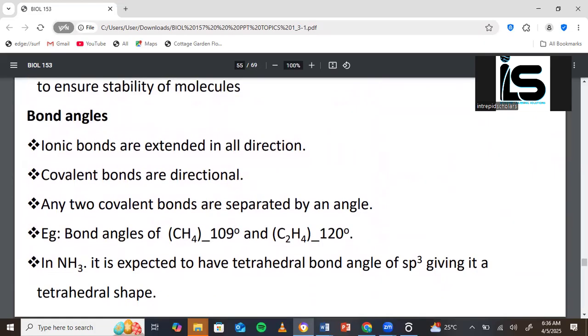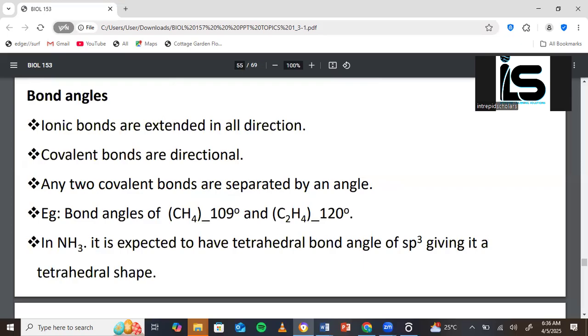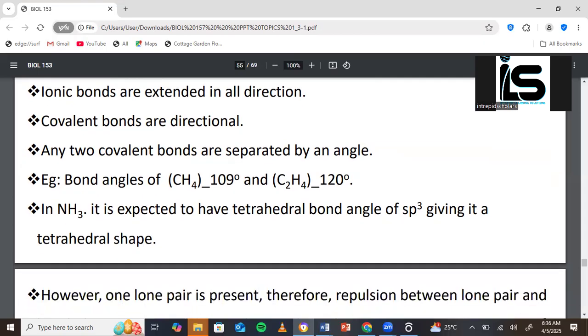Now let's talk about bond angles. We are saying ionic compounds extend in all directions, so they are non-directional in that way. Now, covalent bonds are directional. Any two covalent bonds are separated by angles, right? So if it's between sp3 hybridized, it's 109.5. sp2 hybridized, that's 120 degrees. So that's the directional nature we are looking at, right?